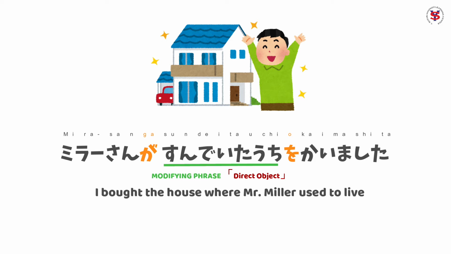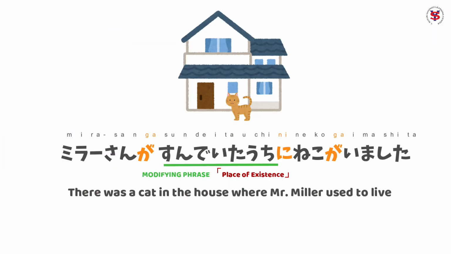Ginagamit din ang modifying phrase bilang location of existence tulad ng sentence na ito. There was a cat in the house where Mr. Miller used to live. In Japanese, ミラーさんが住んでいたうちに猫がいました。Ito ay ilan lamang sa mga pwedeng gamit ng modifying sentence or phrase. Kung mapapansin ninyo sa mga sentence natin, ginamit natin ang particle ga. Ito ang nagmamark sa subject ng modifying phrases.